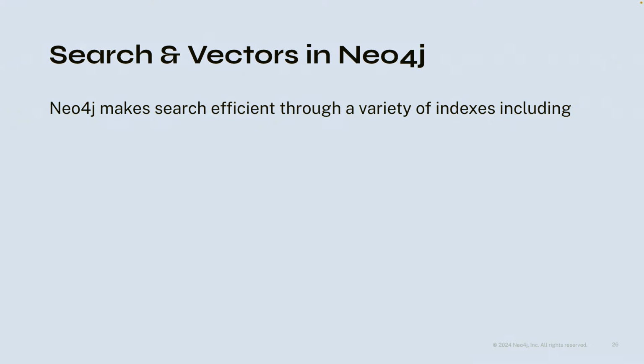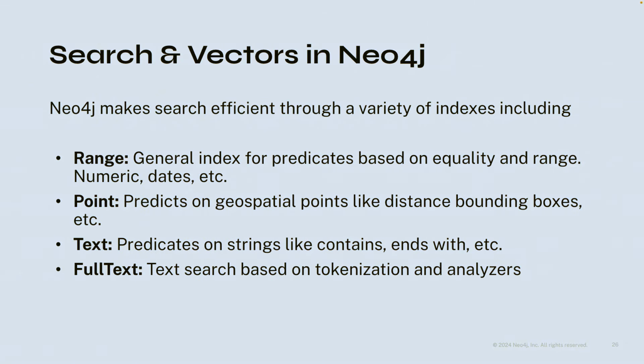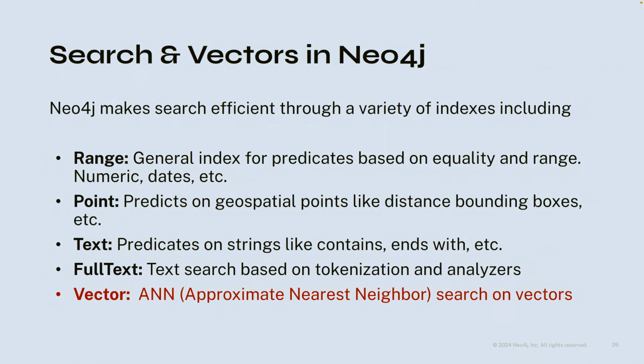So, talking a little bit about just what's inside of Neo4j. Neo4j has multiple indices, and you can use these in combination with each other. We have range indices, which is a general kind of index that can do range comparisons and equality comparisons on numbers and dates and things like that. Point indices, which are geospatial, or point space indices. Text indices and full text indices. We have a full text index that's backed by Lucene, for example, with tokenization and analyzers. And today, what we're going to be focusing on primarily are vector indices.